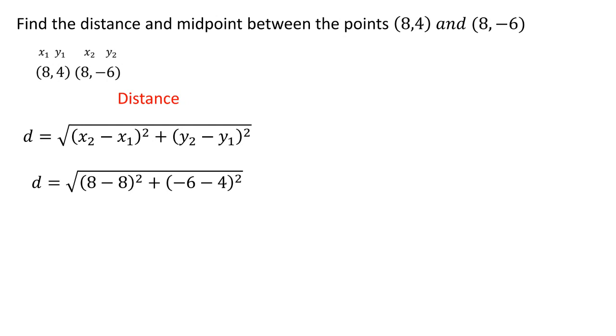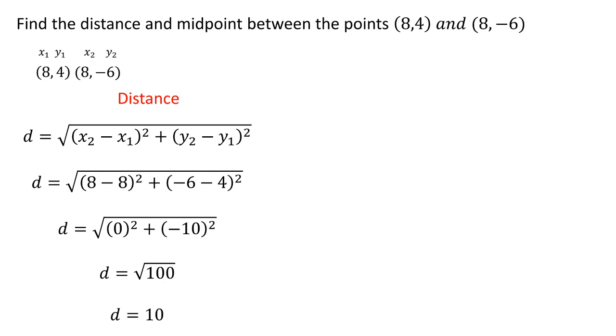So we have (8 minus 8) squared plus (-6 minus 4) squared. Let's simplify. 8 minus 8 is 0, and -6 minus 4 is -10. So 0 squared is 0, -10 squared is 100, and the square root of 100 is 10. Now, some of you may think the square root of a number is positive and negative, but keep in mind we are finding distance, and there's no such thing as a negative distance. We only deal with positive, so we pick the positive value 10. The distance between these two points is 10 units.